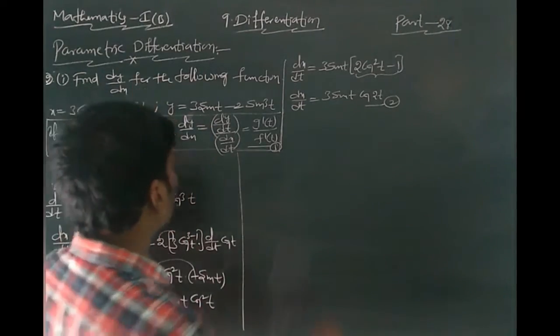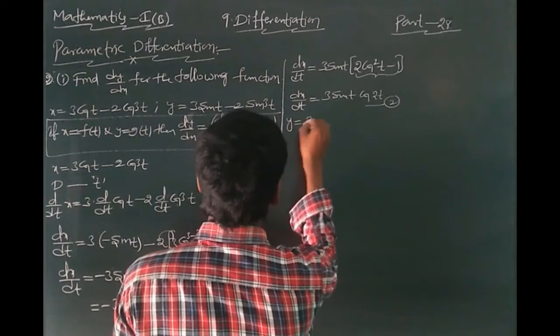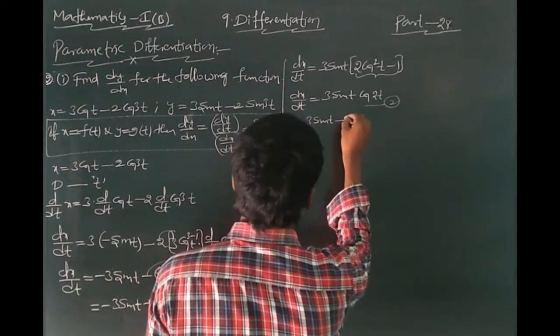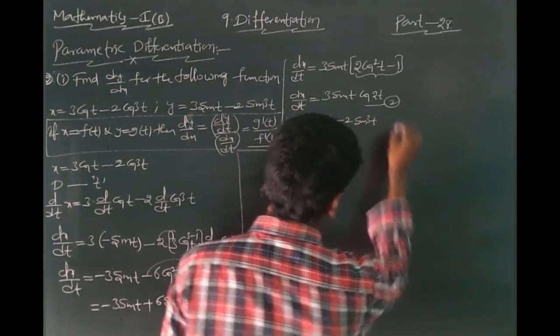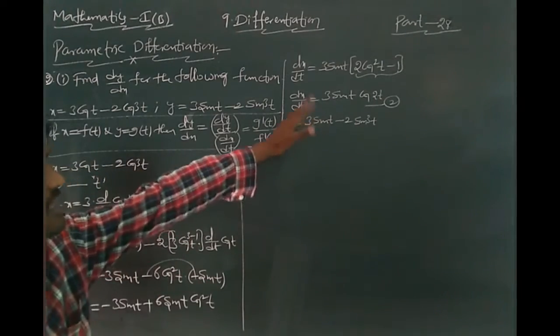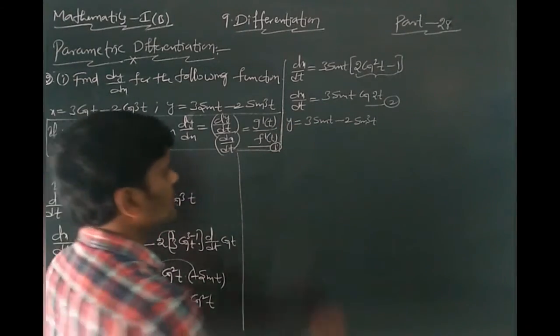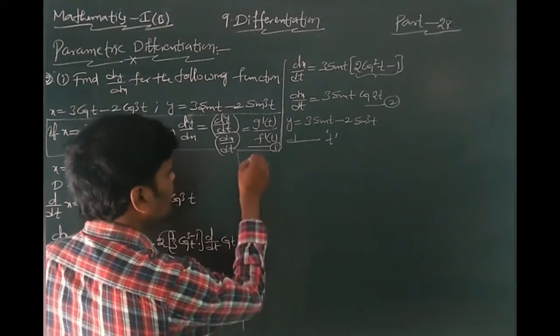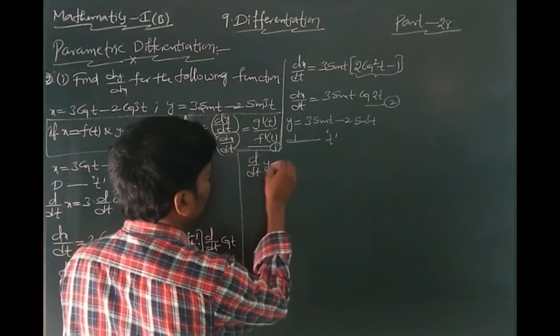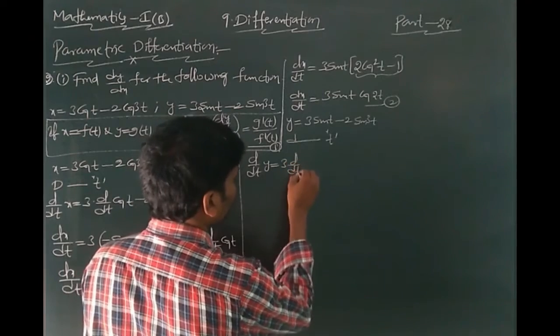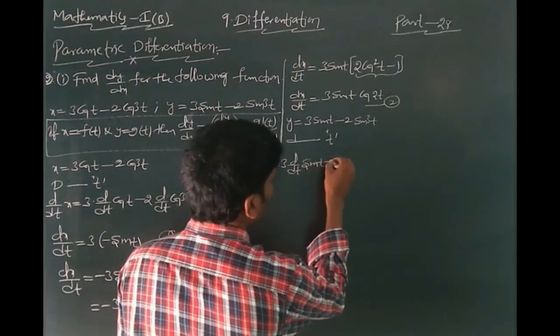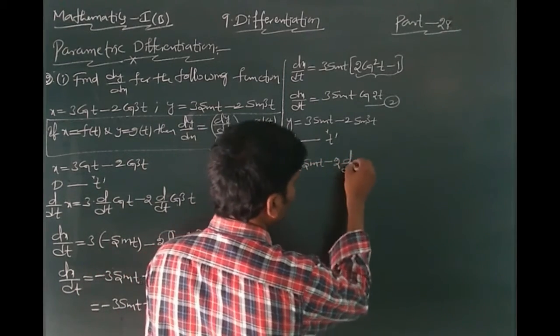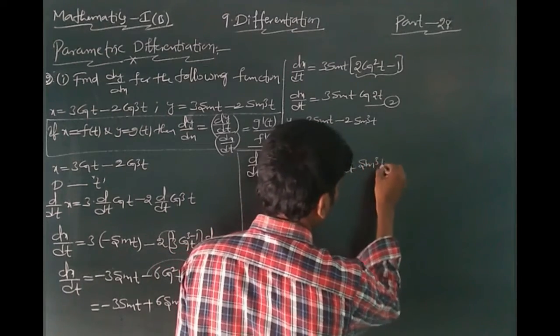After that, we have to take y. Y is equal to what? Y is equal to 3 sin t minus 2 sin cube t. Once again, take the derivative with respect to t on both sides. d by dt of y equal to 3 get common, d by dt of sin t, minus 2 get common, d by dt of sin cube t.